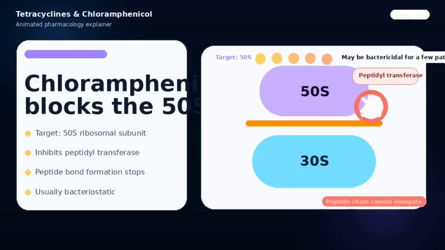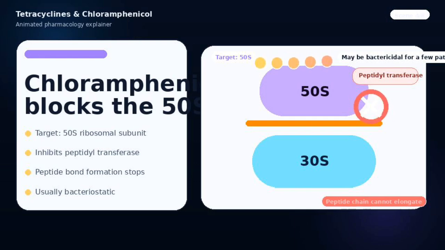Chloramphenicol acts at a different site. It targets the 50S ribosomal subunit and inhibits peptidyl transferase, the enzyme needed for peptide bond formation between amino acids. This prevents elongation of the peptide chain and blocks protein synthesis.